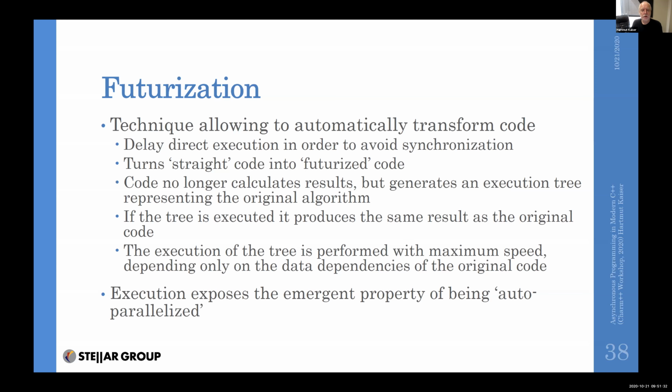So the execution of the tree is performed with maximum speed because we avoid any unnecessary synchronization, and we can overlap all the computation very nicely because there's a lot of parallelism available in the system. And here we get to the point where that execution exposes an emergent property of almost being auto-parallelized because of the scheduling we use in HPX, which is a commonly known work-stealing scheduler. We can redistribute all the parallelism very nicely on the localities.